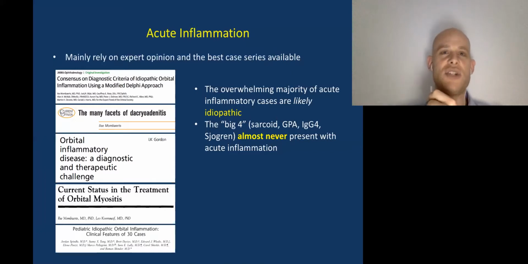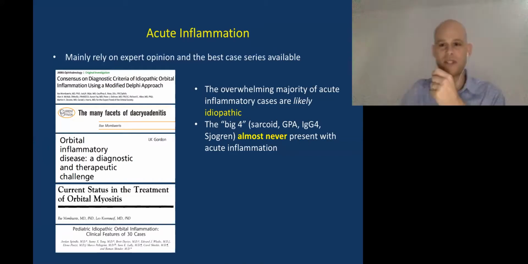If you look at IgG4 disease, you can find one case report out of like the thousands of reported IgG4 disease of the orbit of somebody who actually came in with acute inflammation. Other than that, they're all chronic. Same thing with Wagner's, same thing with sarcoid, same thing with Sjogren's. It is extremely unlikely for somebody with sarcoidosis to walk in with acute inflammation. So big four almost never present with acute inflammation.